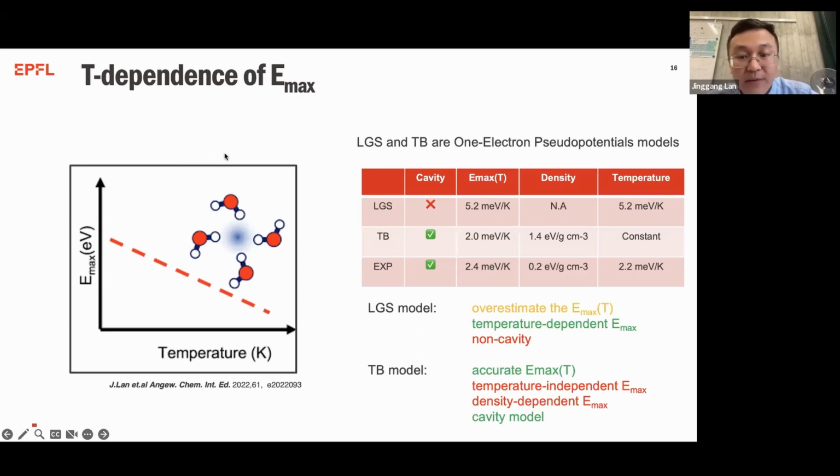And the cavity-forming model, TB, gives a fair description of the absorption spectrum, and the TB model reproduces the experimental temperature dependency of the absorption maximum, but this agreement was demonstrated to arise from a density effect, as the density of water decreases with the temperature. And this describes the experimental observation.